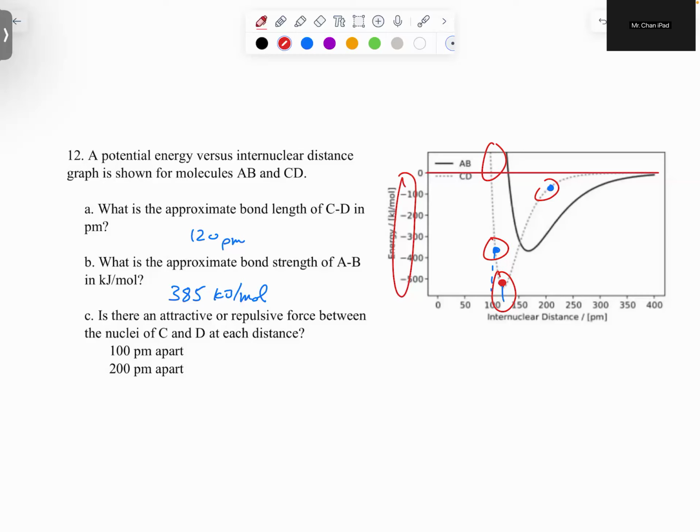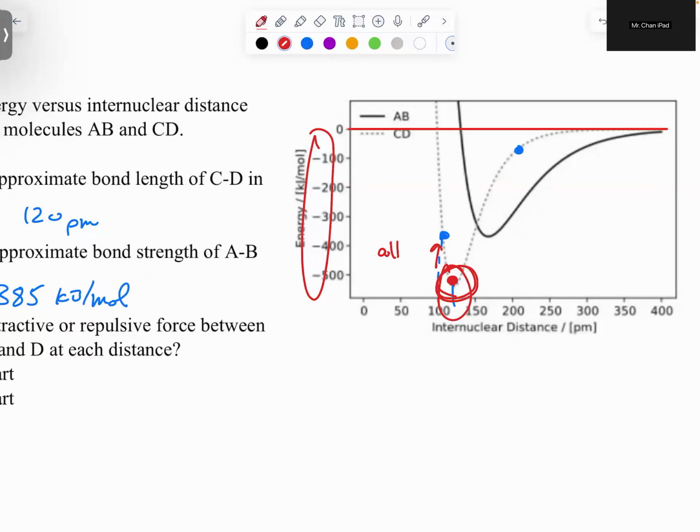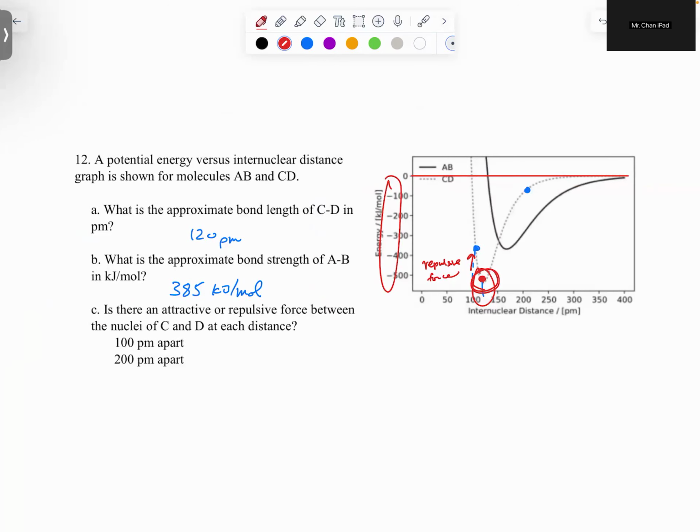You said like 100 is repulsive and then 200 is attractive. Now, if she's using this kind of answer, I can make this more comprehensive reasoning, and that is, well, this is the lowest point, right? Why did it go back up? It's because now there is some repulsive force to kind of negate the attraction.